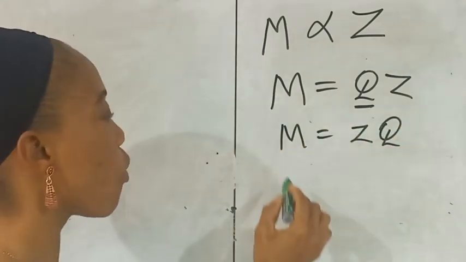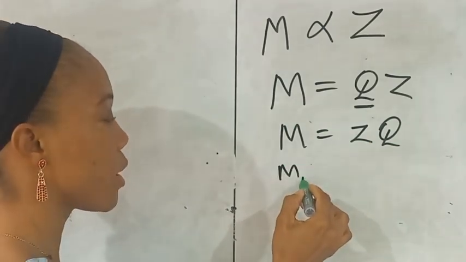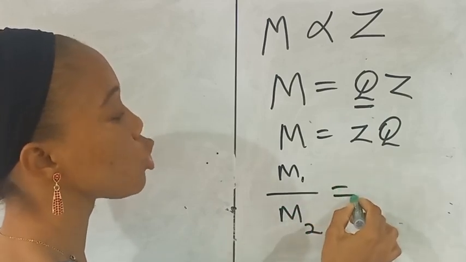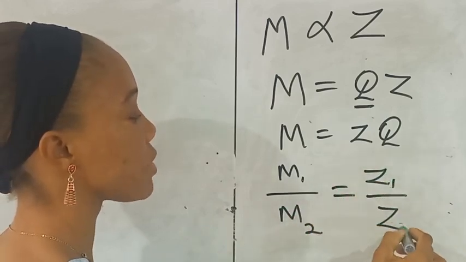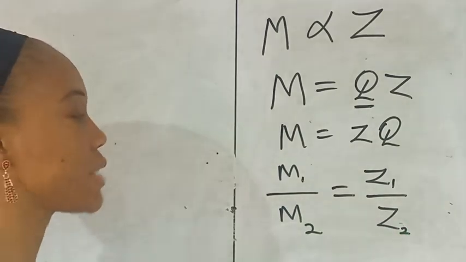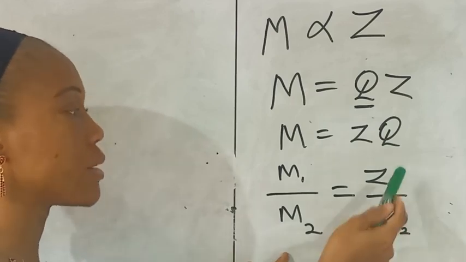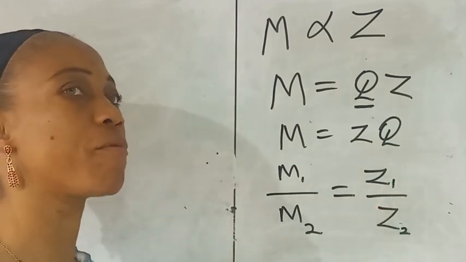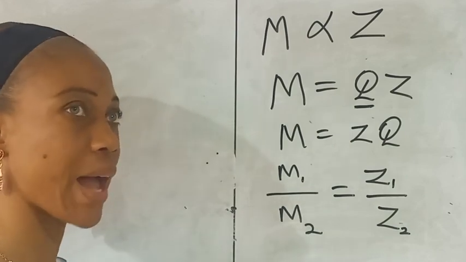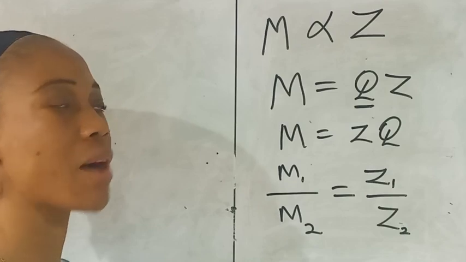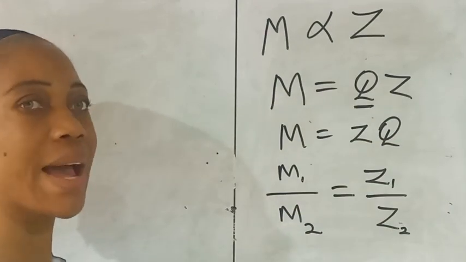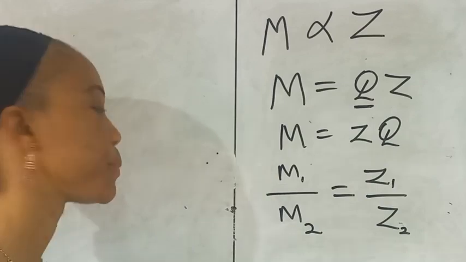In the second law, we'll have it that M1 over M2 is equal to Z1 over Z2. So we have, let's say, silver, copper, silver, copper. That is why we have masses of different substances, but this time around by the same quantity of electricity. Let's look at this example.